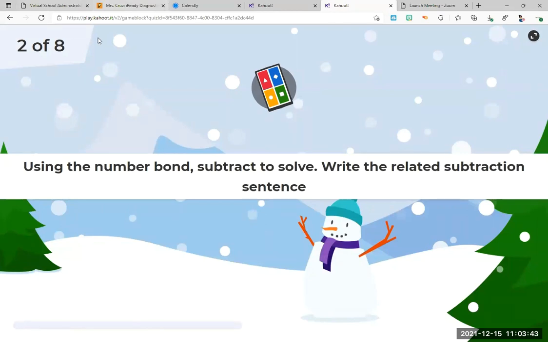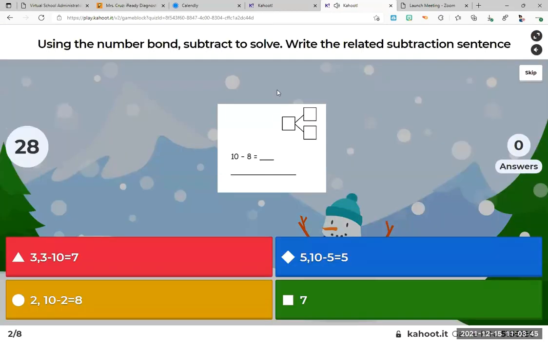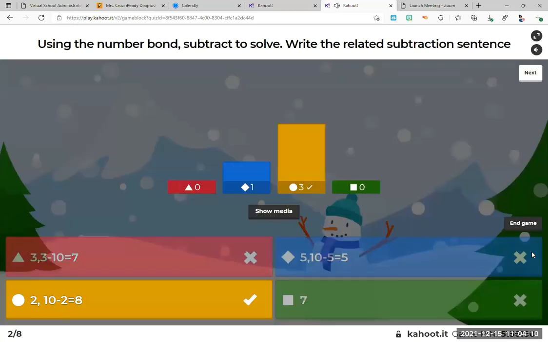Using the number bond, subtract to solve the equation. Write the related subtraction sentence. Ooh, I see it. I see it. Only one of those responses will show not only the missing part of the number bond, but also a related fact. So let's look at the yellow one.